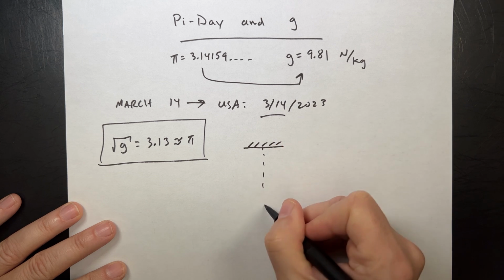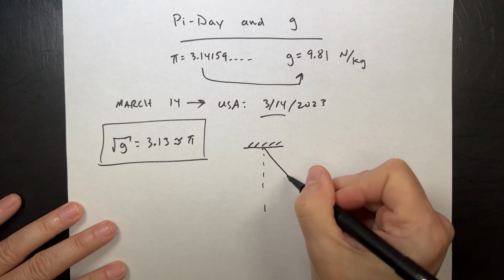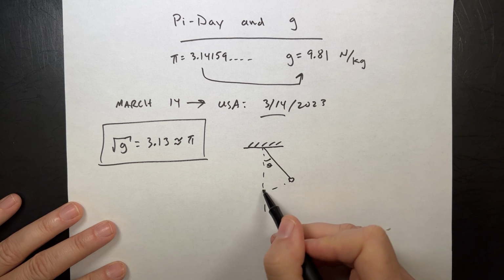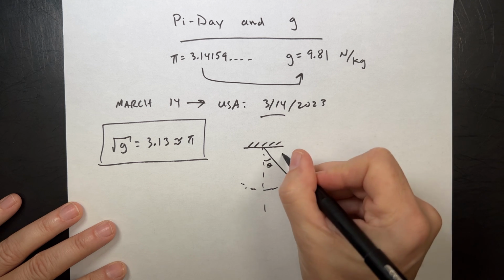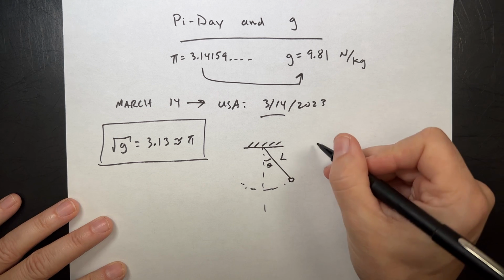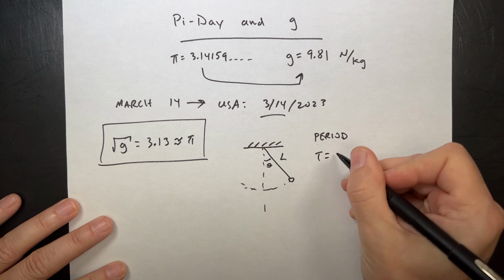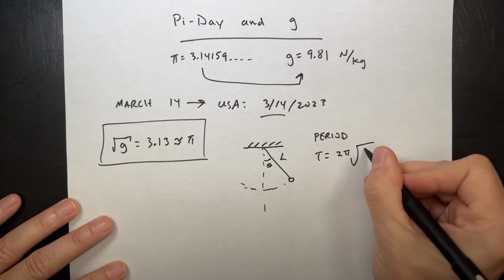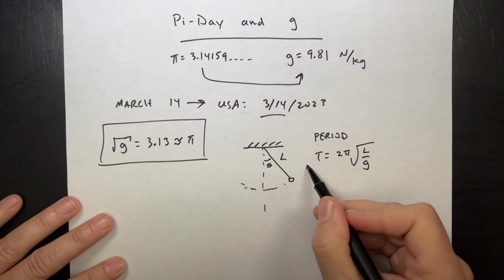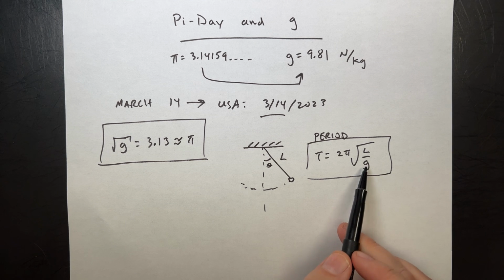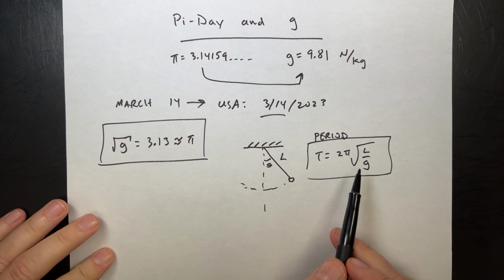So here's my mass on a string. If I pull it off to some angle like that and let it swing back and forth, it has a length L, then I get a period T equals 2 pi, the square root of L over G. I mean, we can derive that, and I've done it before. It's not a big deal. I mean, it's actually kind of complicated, but that's fine. We see this in physics all the time. So that's the length of the pendulum, and G is the gravitational field.